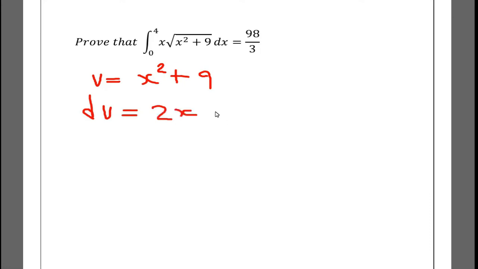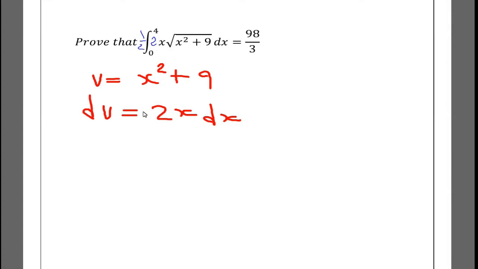That's my du. But right here, this question only has x. So in order to get 2x dx, I'm going to have to multiply this by 2 over 2. So I'm going to put a 2 right here and put a half on the outside. That's 2 over 2. All right, so what I'm doing is generating my u and my du.